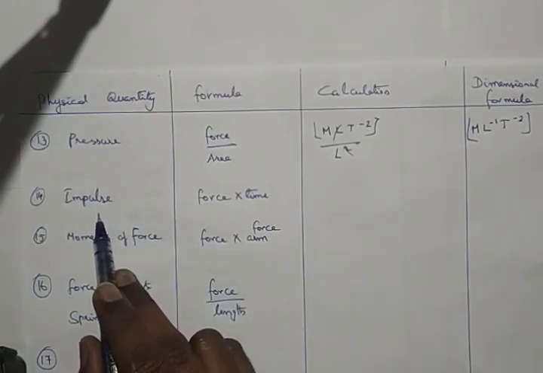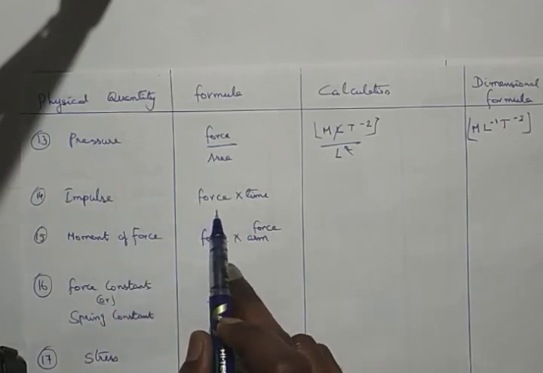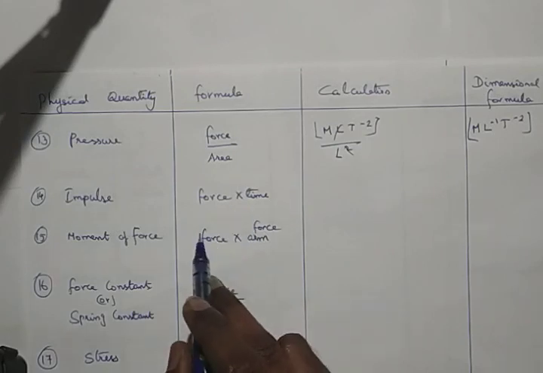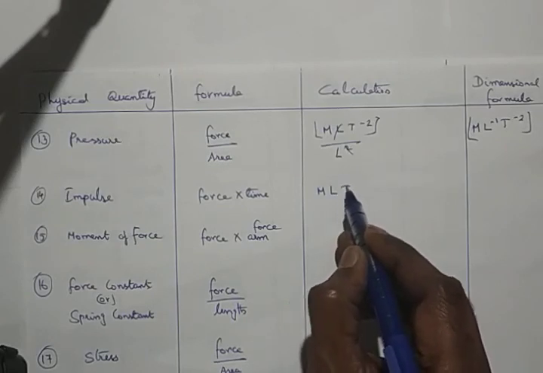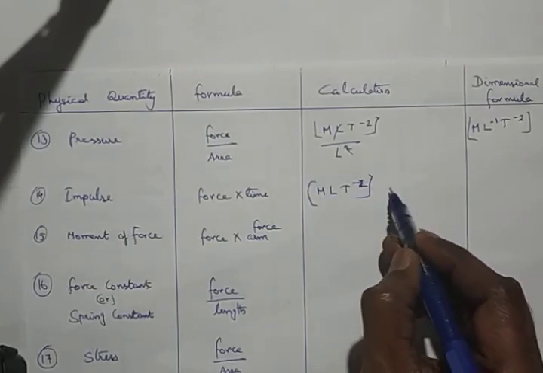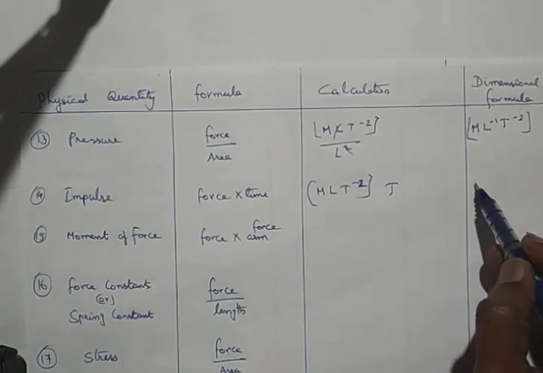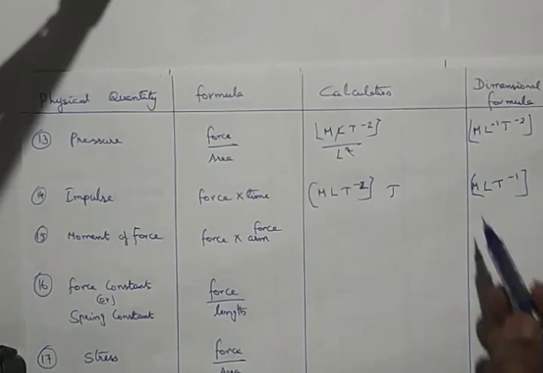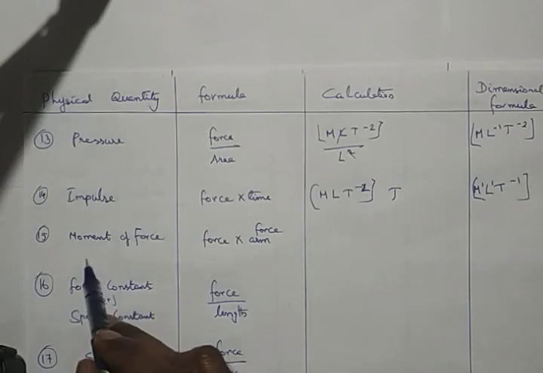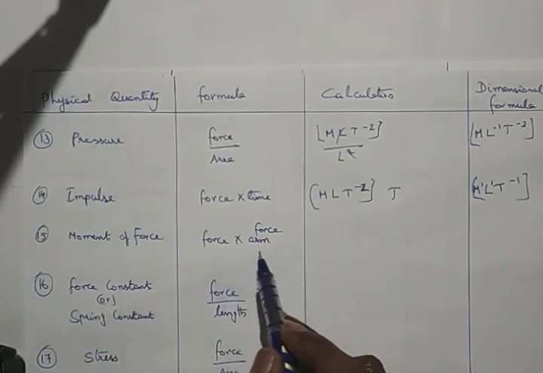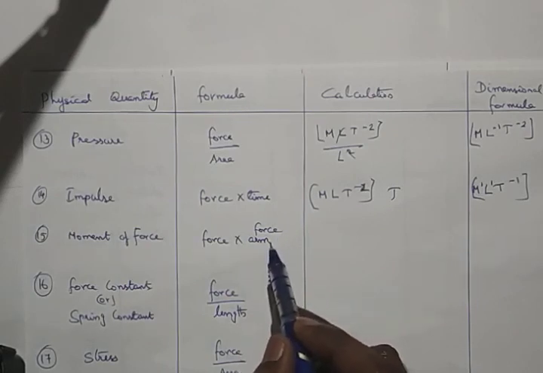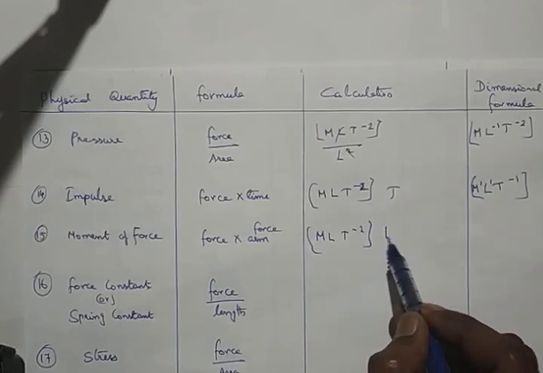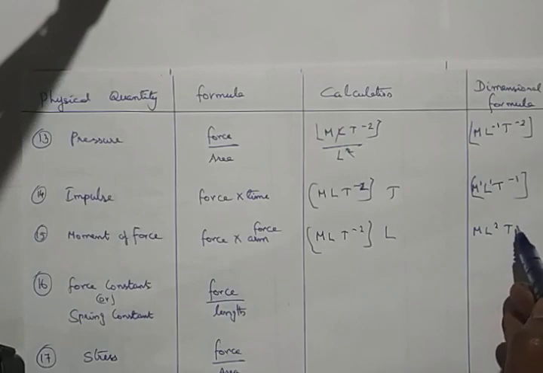Impulse. Impulse is defined as force which acts for a short duration of time. So its formula becomes force into time. You'll be studying this formula in 11th standard. So MLT minus 2, same formula for force, into time. Put it together, so it becomes MLT minus 1. So that is the formula for impulse. Moment of force. You already studied this one in 10th standard. Force into force arm, otherwise it is called distance. So force is nothing but MLT minus 2. And force arm is length. So it becomes ML2 T minus 2.